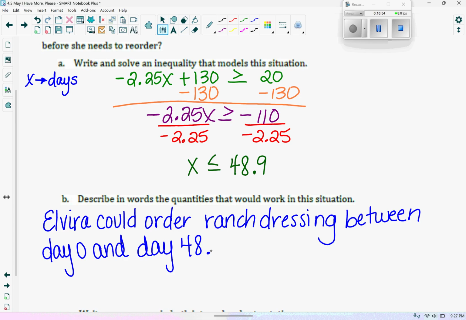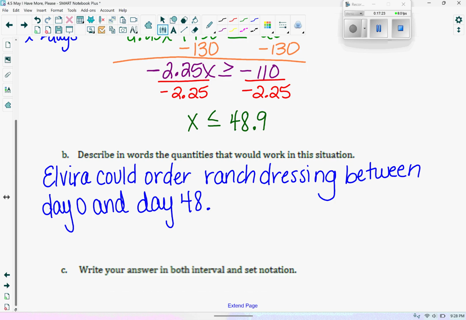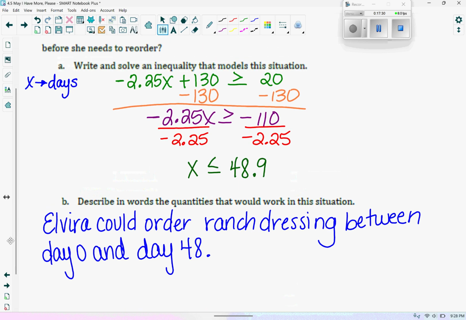All right. I know most of you are probably wondering what that means, day 0. That just means her initial value, which could mean that she orders it before school even starts, like before the kids even come back. She's ordered the ranch dressing. Day 1 would be like the first day of school. Day 2 would be the second day of school, and so on. All right. Again, down here at the bottom, you do not have to do that part, so you can mark through that. Pause it if you need to. I'm going to keep going.